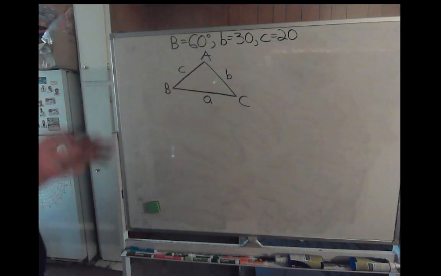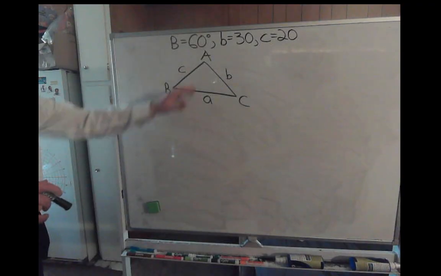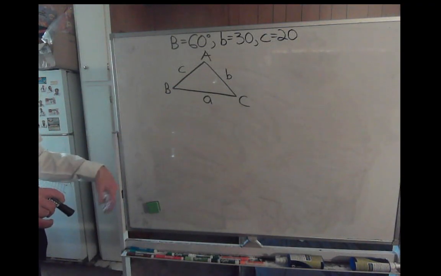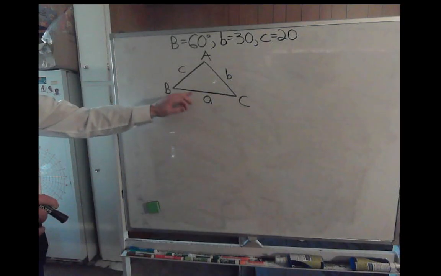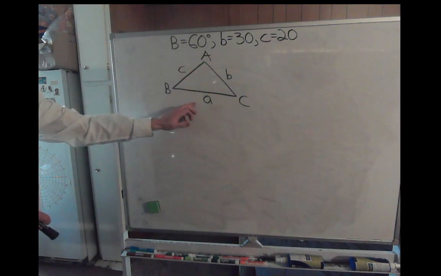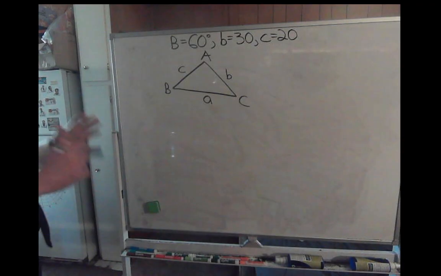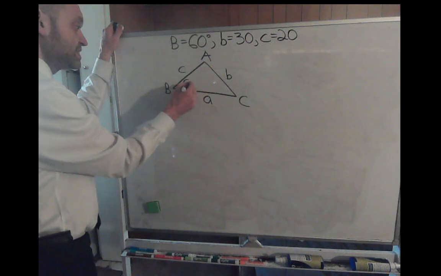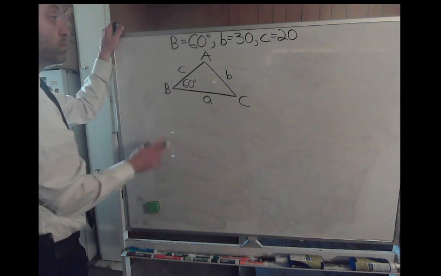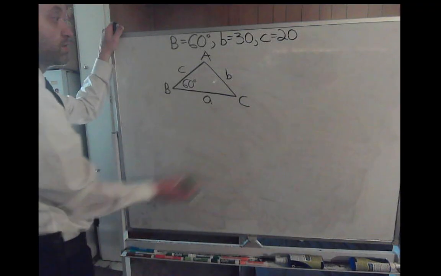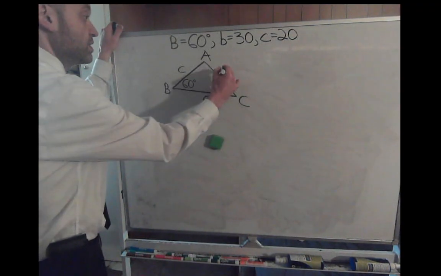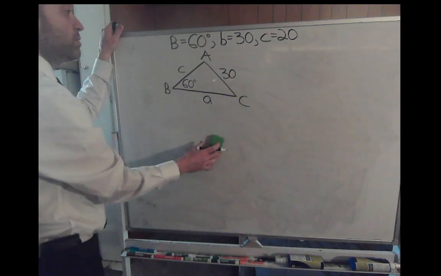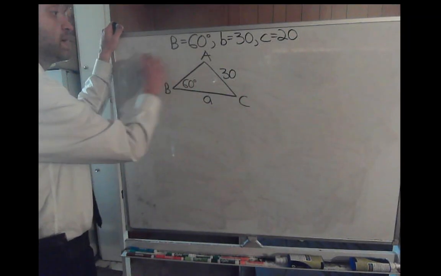A lot of people make mistakes with these when they set up their triangle wrong. So your side name should always be across from your angle name. That's how you'll get this accurately. Well, we know angle B is 60 degrees. Let's set that up in here. We know angle B is 60 degrees. We know side B is 30. And then we know side C is 20.